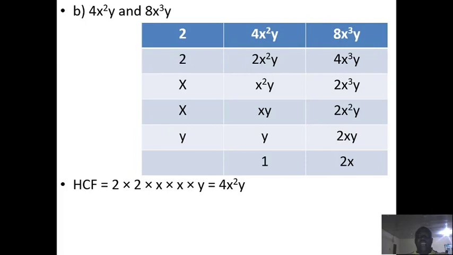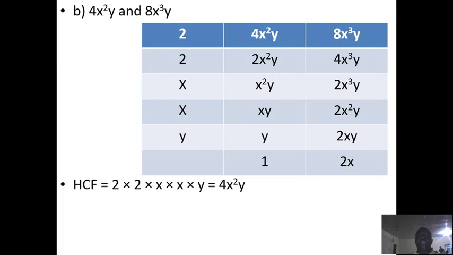So with this item, we must only pick numbers that can divide through. We know that 2 can divide through. So I use 2 to divide 4 to give me 2x squared y, and 2 to divide 8 to give me 4x cubed y. So 2 can still divide through again. I still have x squared y, and 2 into 4, you have 2x cubed y. So you find out that 2 cannot divide through again.